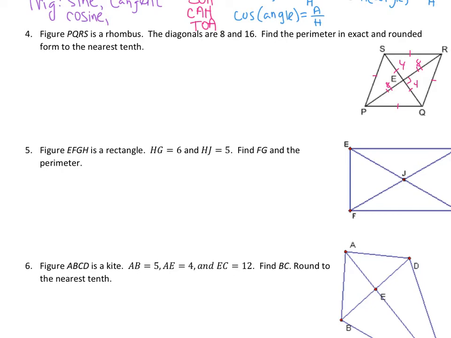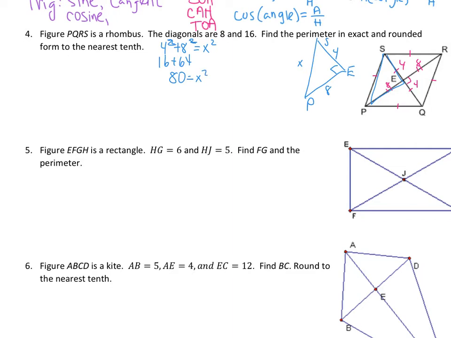We need to find the perimeter in exact and rounded form to the nearest tenth. So we need to find out what the side length is. Now remember, we have right triangles. So if we have a right triangle right here, and I just redrew it so we can write some markings on there, if I'm going to label this as X, notice we can use Pythagorean theorem. So I can set up my 4 squared plus 8 squared equals my X squared. To simplify it then, we've got 16 plus 64, so that is 80 equals x squared.